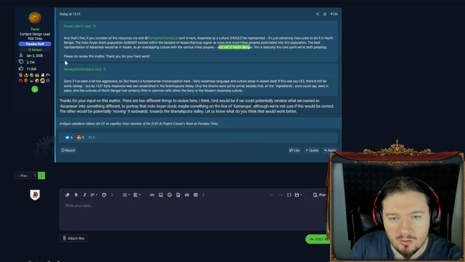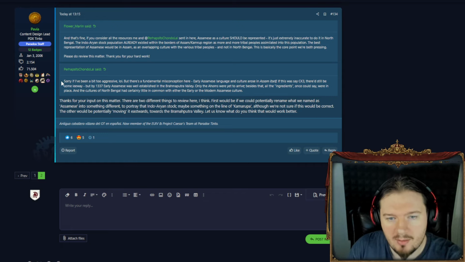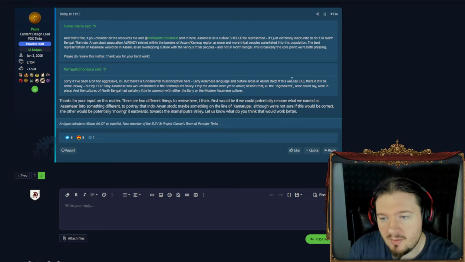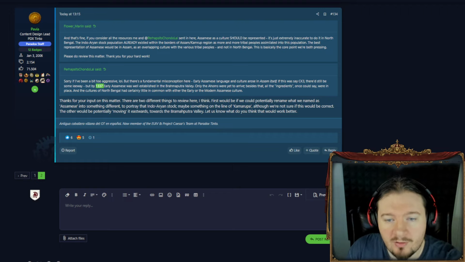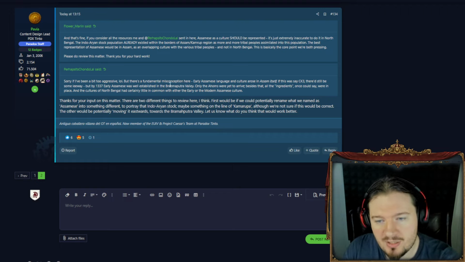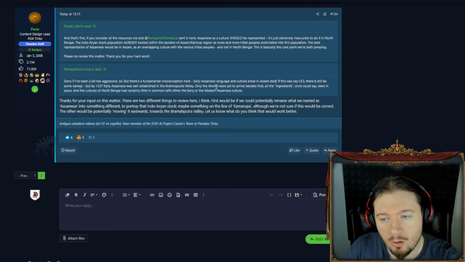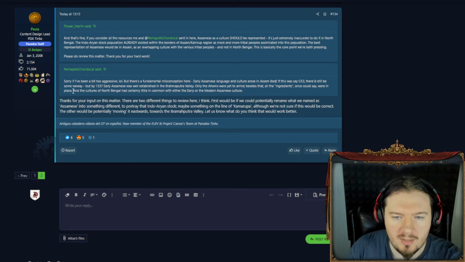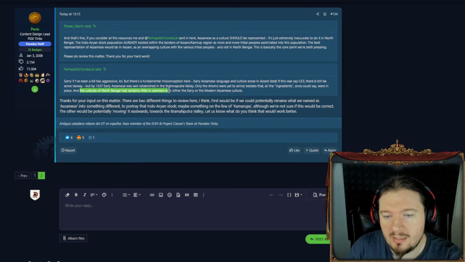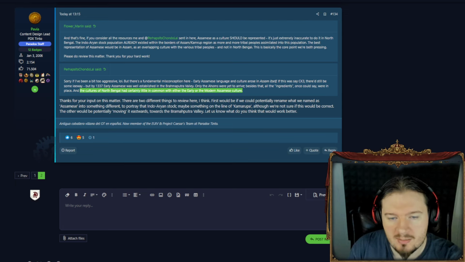So basically the core point they're both pressing, and then, again, an apology for being a little bit too aggressive, but there is a fundamental misconception. Early Assamese language and culture arose in Assam itself. If this was CK3, there'd be some leeway, but by 1337, early Assamese was well established in the Brahmaputra Valley. Only the Ahoms were yet to arrive. Besides that, all the ingredients, one could say, were in place, and the cultures of northern Bengal had certainly little in common with either early or modern Assamese culture.